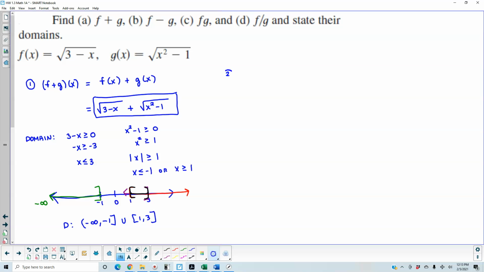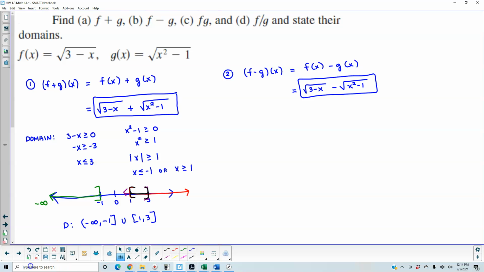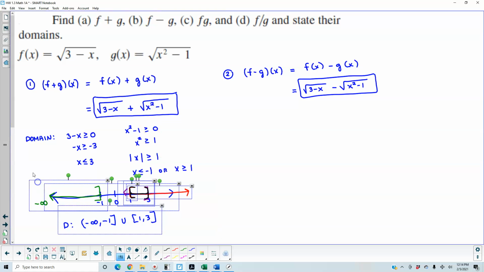Okay, let's take a look at number 2. We have f minus g of x, which is equal to f of x minus g of x, which is the square root of 3 minus x minus the square root of x squared minus 1. So what would the domain of that be? Well, it's going to be the exact same as the first one.